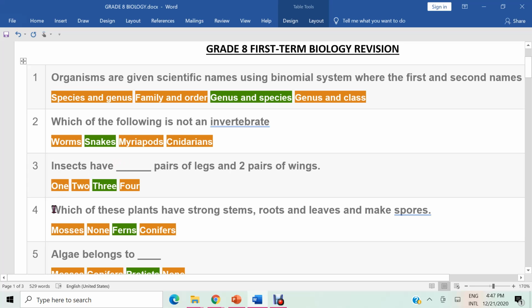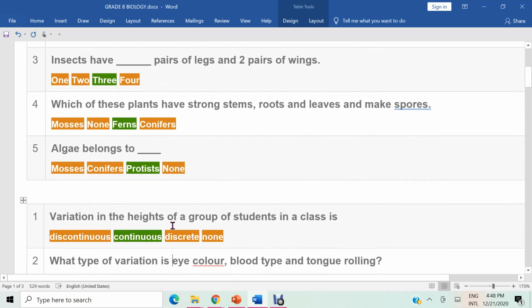Question number four. Which of these plants have strong stems, roots, and leaves and make spores? The answer is ferns. Yes, ferns have strong stems, roots, and leaves, and they make spores. Question number five. Algae belongs to protists. Yes, algae belongs to kingdom protists.